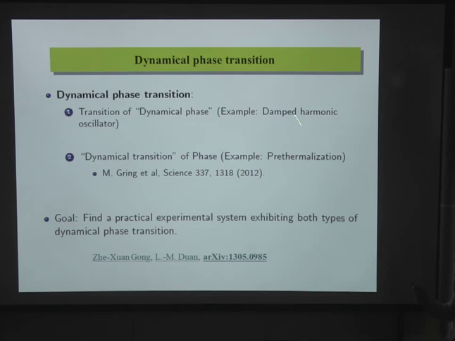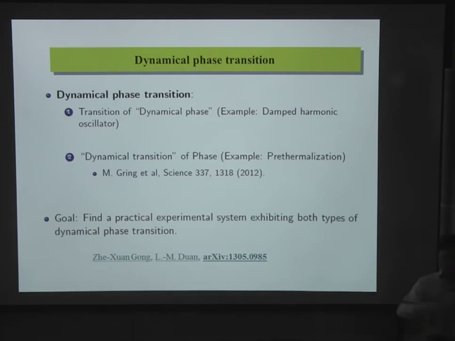An example of that is damped harmonic oscillators. If you change the damping rate, there will be a sharp transition from damped oscillations to some overdamped region. That's an example of a transition of the dynamic phase. There's another, different meaning of this dynamic phase transition. It's basically a dynamic transition of different phases.